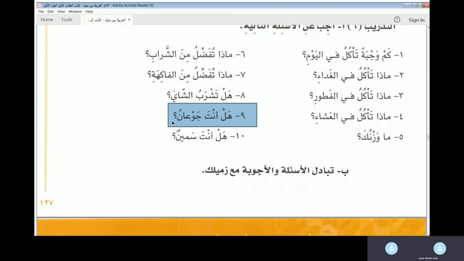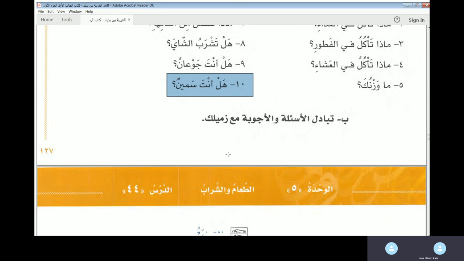Hal anti jaw'a? Are you hungry? Ana jaw'a jiddan. I'm very hungry. Hal anti samina? Are you fat? Thin is, what do you say? Nazifa. Nazif means clean. La, ana nazifa. So even when you answer, you say ana jaw'a for a female. Naam, ana jaw'a jiddan.